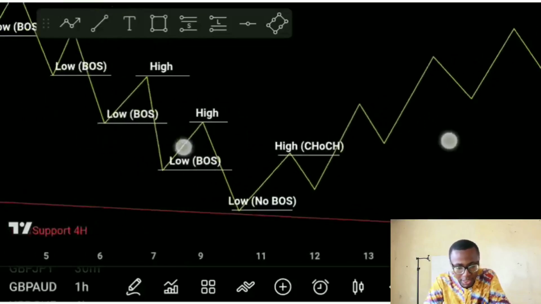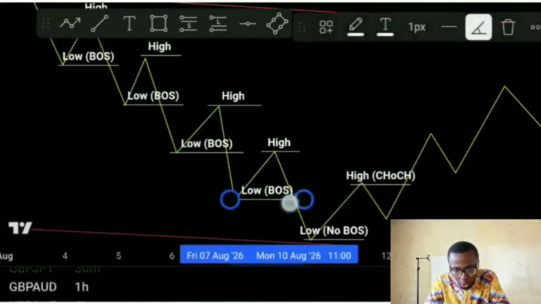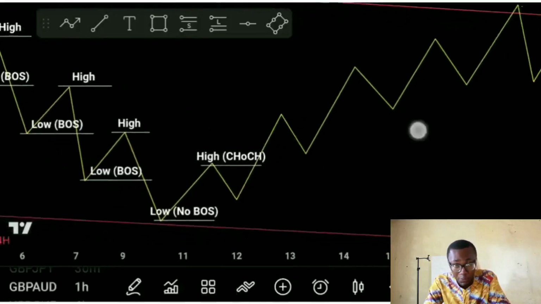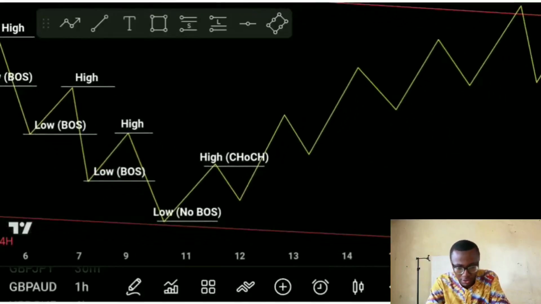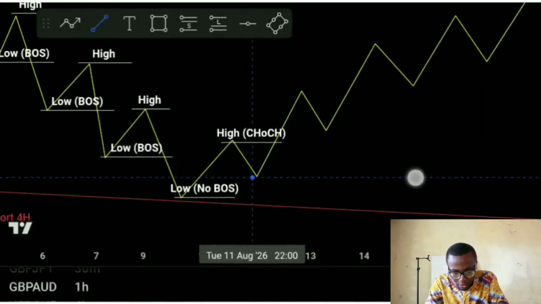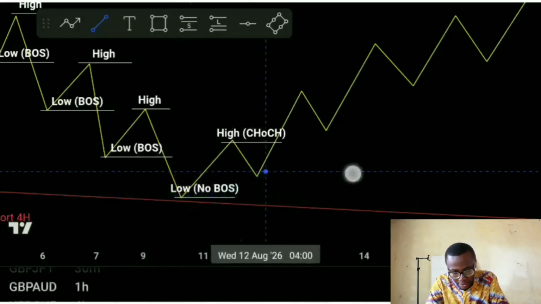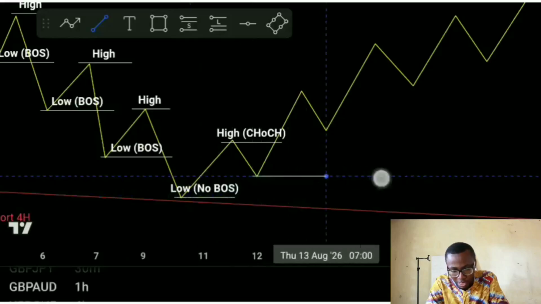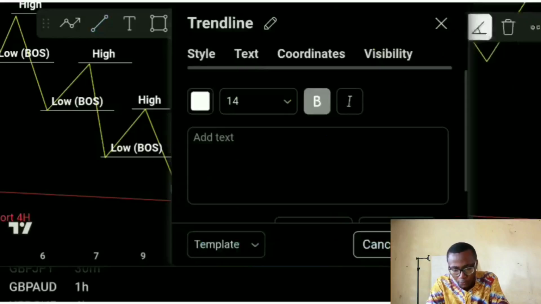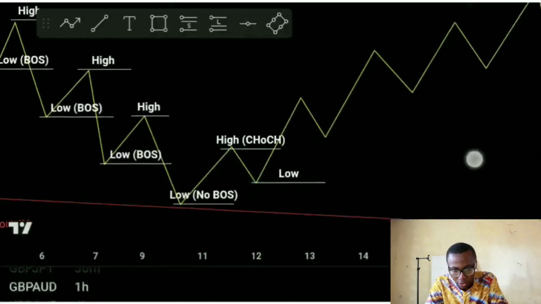Now, in this downtrend, the low is broken, break of structure. The low is broken, break of structure. Now, it is the high that will be broken in the uptrend to make break of structure. Now, let's look at our low here. Let's mark this our low. This low is no break of structure, right? This low too is no break of structure. I'll just call it low. I will not write no break of structure. Since you already understand that there is no break of structure there, this is just a low.